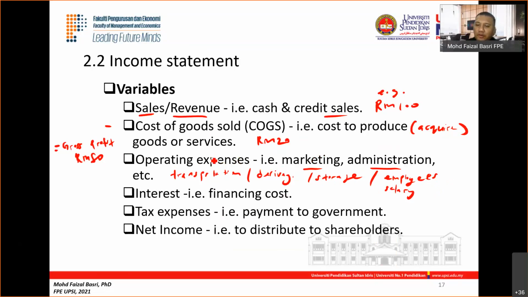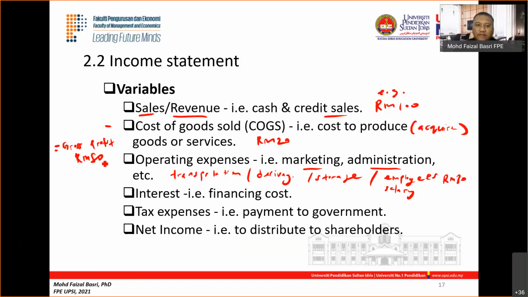So after you quantify individually, meaning selalunya for marketing, admin, employee, you akan ada a total amount. And you can quantify it into per unit basis. You can divide it. Maknanya kalau you have a total numbers and you divide by amount you sell, then you can get the amount. So let's say, the operating expenses after you quantify per unit basis is, let's say, RM30.